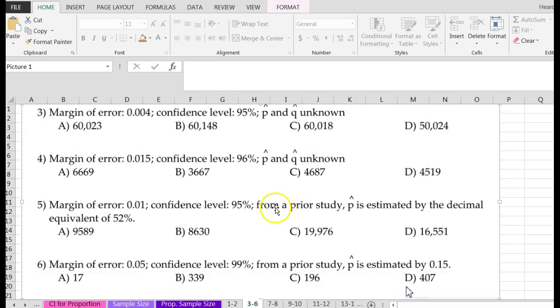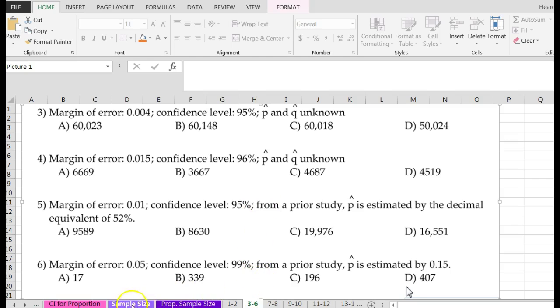On these, we are actually looking for a sample size. They've given us a margin of error, a confidence level, and tell us that P hat and Q hat are unknown. You see these frequently. In other words, you don't know the proportion. So real easy to do these. First of all, this is asking for a sample size. Gives us a margin of error for tenths, hundredths, thousandths, 4 thousandths, confidence level 95%.